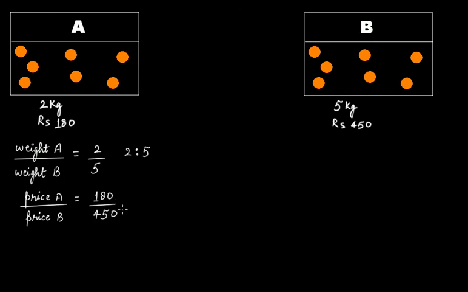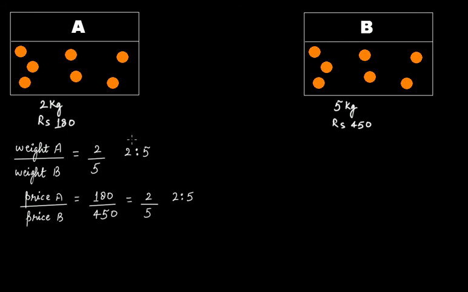Now, if you solve this, what will you get? What will be the highest common factor? The highest common factor will be 90. I leave this calculation to you, but I'm telling you that 90 is the highest common factor for 180 and 450, so that you can simplify it. If you divide 180 by 90, you'll get 2. If you divide 450 by 90, you'll get 5. So this ratio is also 2 ratio 5.